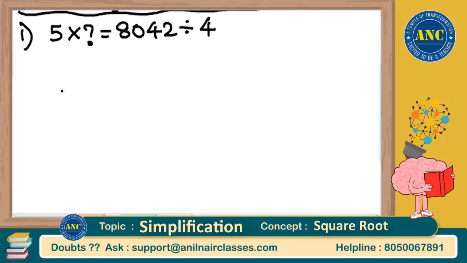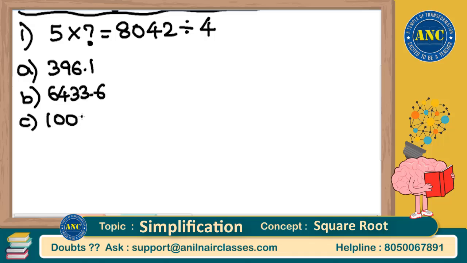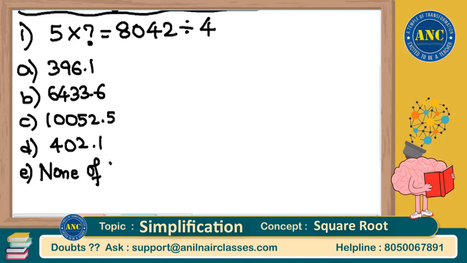Your answer options are 396.1. Second option is 6433.6. Third option is 10052.5. Fourth option is 402.1. And the last option, which you should never worry about if you are solving simplification questions, is none of these, which I will mention in my next questions as NOT, which refers to none of these. Now listen very carefully, sir. 5 into question mark is 8042 divided by 4.